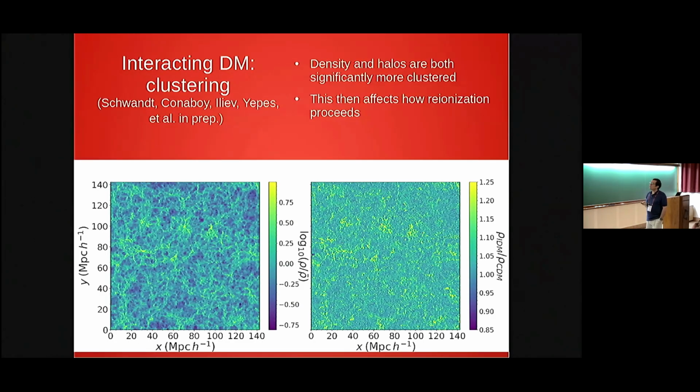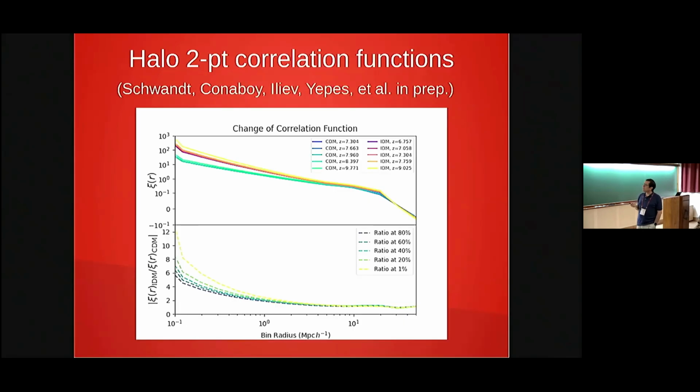If you look at the clustering of matter and halos, both density and halos are significantly more clustered with interacting dark matter. So this shows the field, and this shows the difference. You can see that the biggest differences are where you have the biggest peaks. Things are significantly more clustered around the high peaks, and of course, less clustered away from the high peaks. The correlation function, again, shows the same thing. You get a lot more correlation.